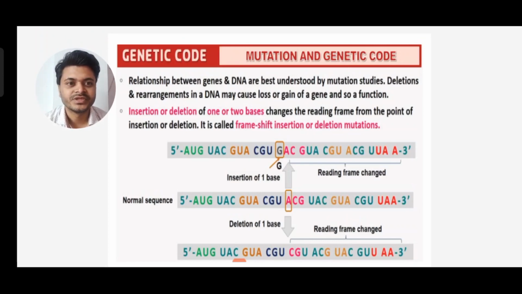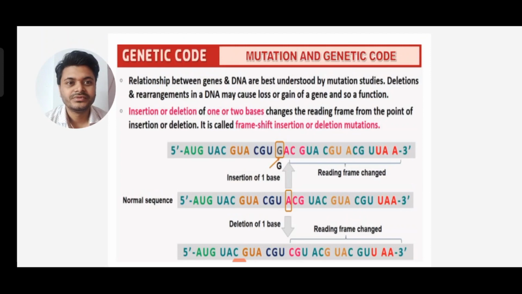Okay, so you can see the normal sequence in the middle, and insertion of one base is given on top. You can see G is added. And below, the last one, you can see deletion of one base. So you can see the entire reading frame is changed.